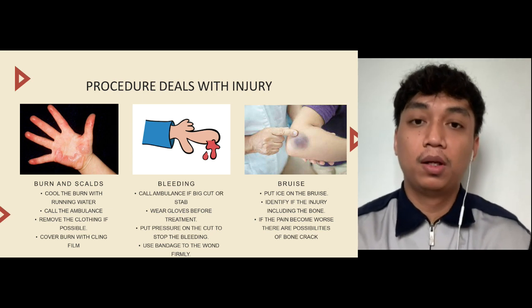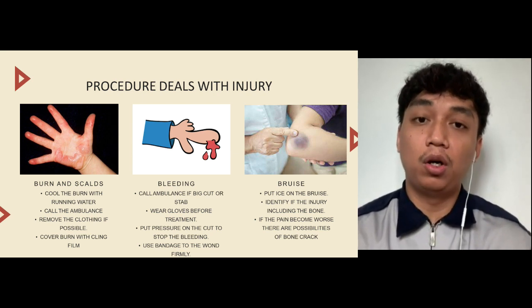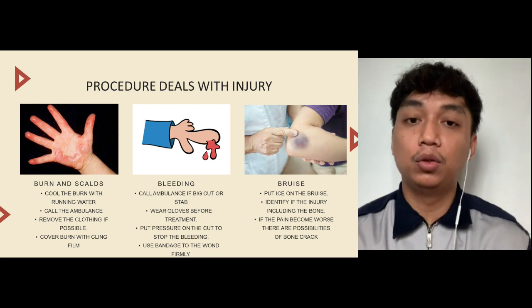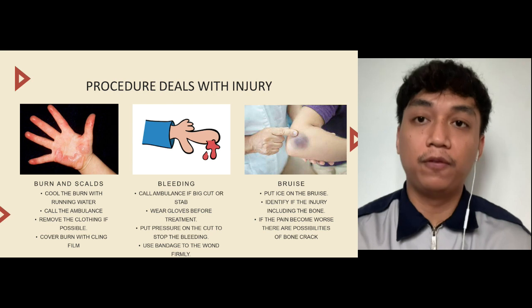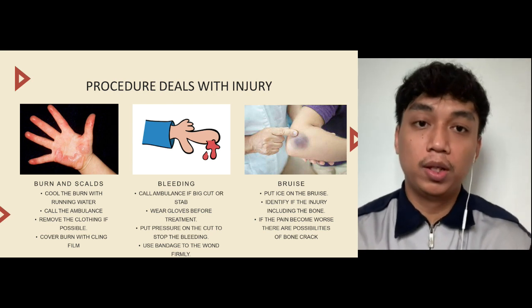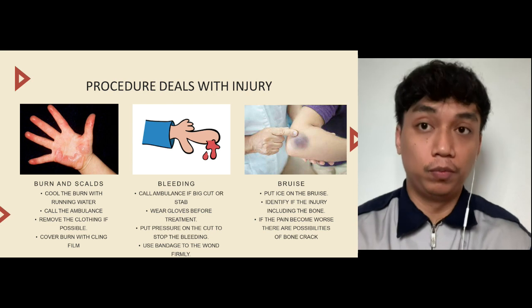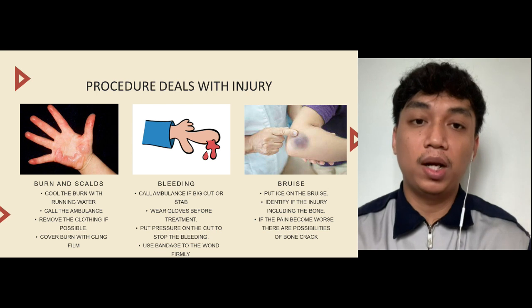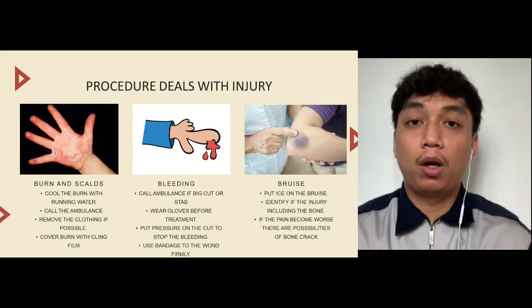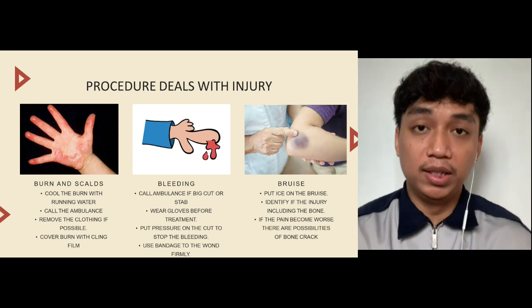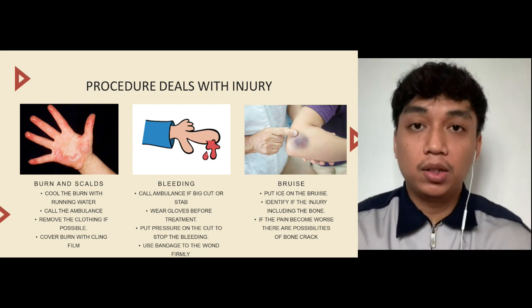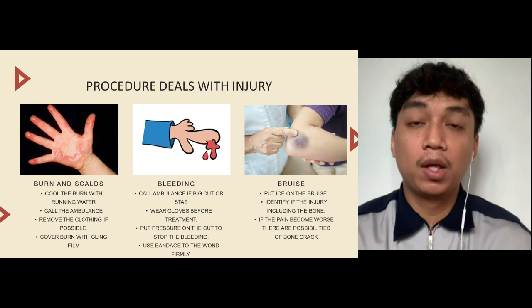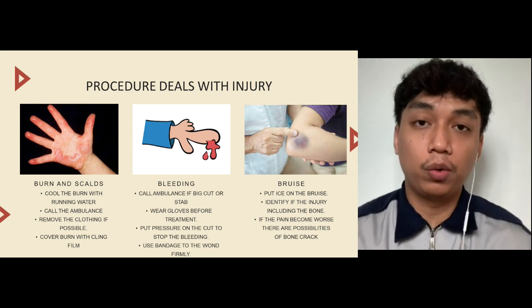Next one is bleeding. First thing to do is to call an ambulance if it is a cut or stab. Next is to wear gloves before treatment. And third is to put pressure on the cut to stop the bleeding. And lastly, apply a bandage to the wound firmly. Lastly is bruise. First, put ice on the bruise, and second, identify the injury, including the bone. If the pain becomes worse, there is a possibility of a bone crack. All these procedures to deal with injury are just basic, and in case of anything happening, this is only the first step. Further treatment is required for the victim.